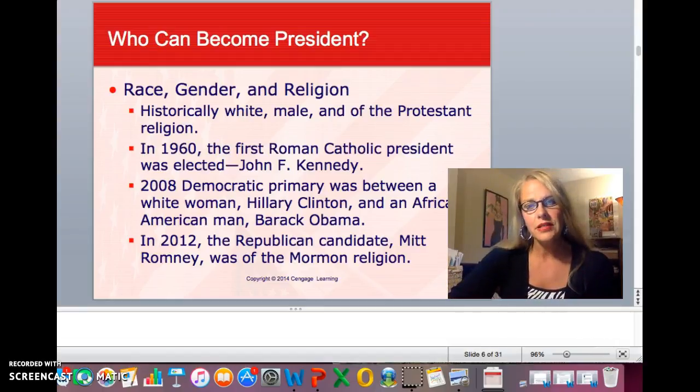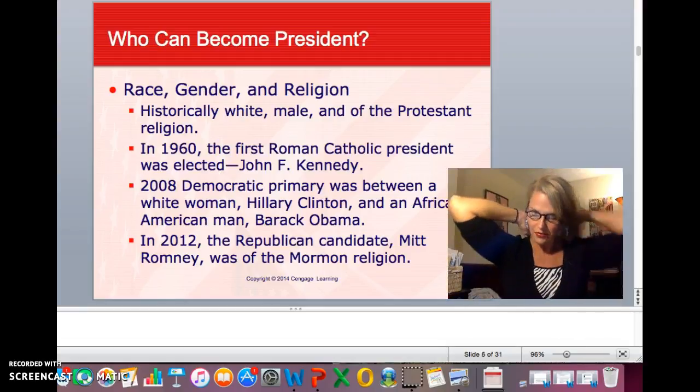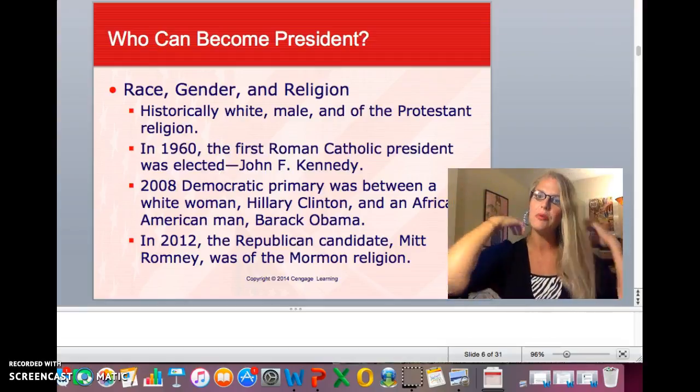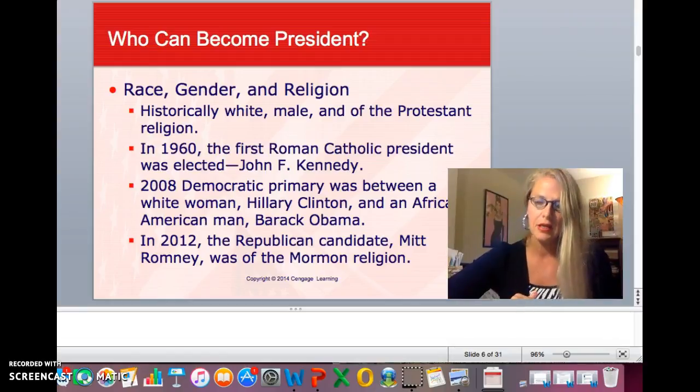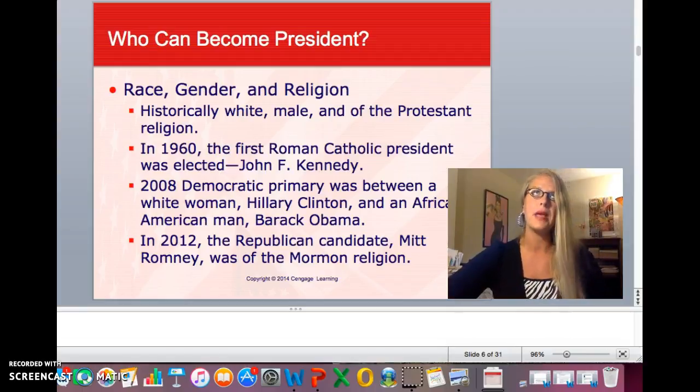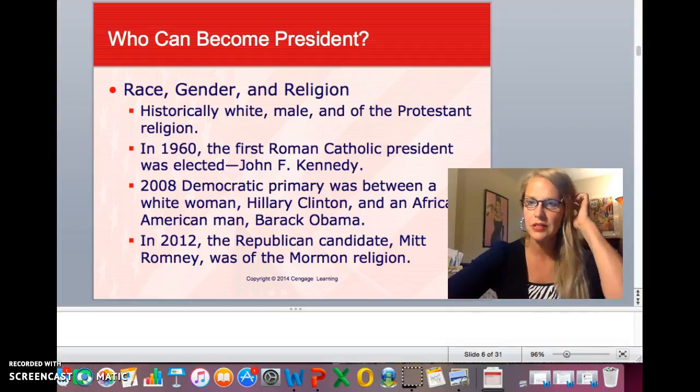Okay, the 2008 Democratic primary was between a white woman, Hillary Clinton, and an African American man, Barack Obama. Both historic milestones. All right, and that was the election that I actually worked as a poll worker, the Obama election year, which was really just an amazing experience for me.